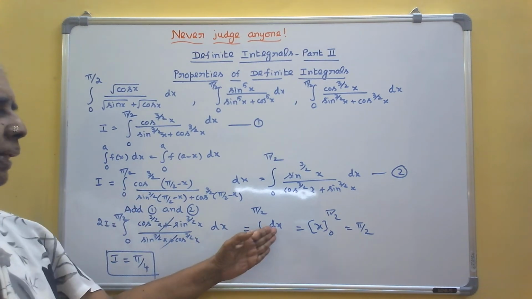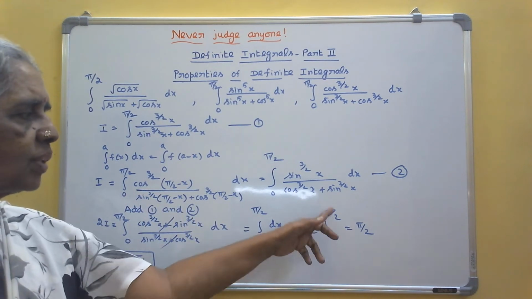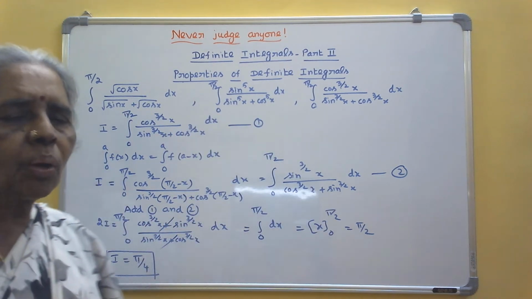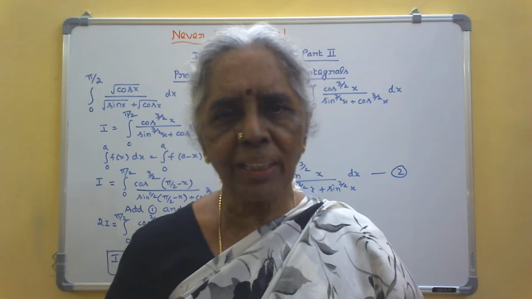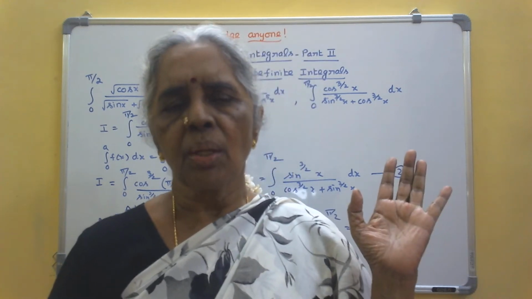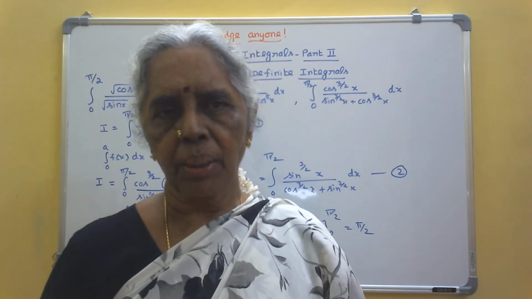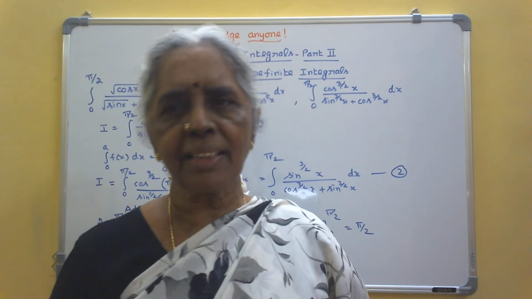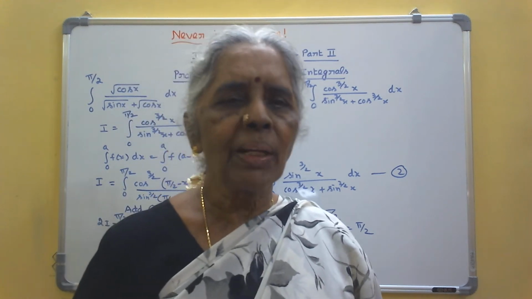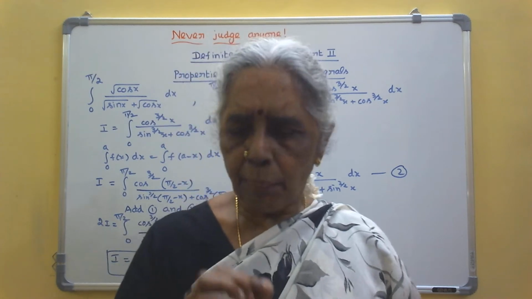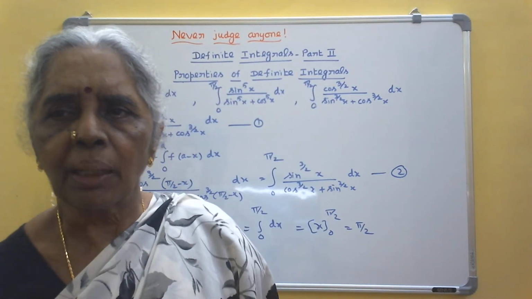So naturally you will be getting just dx, and it is x within 0 to pi by 2. So pi by 2. 2I is pi by 2. So I is pi by 4. How do you find it? Very easy. Okay. So you do the other two sums. So whatever be the power, and if your sum satisfies the conditions I have already told you, you will get the same answer, pi by 4. Okay. Now let me take a different sum now.